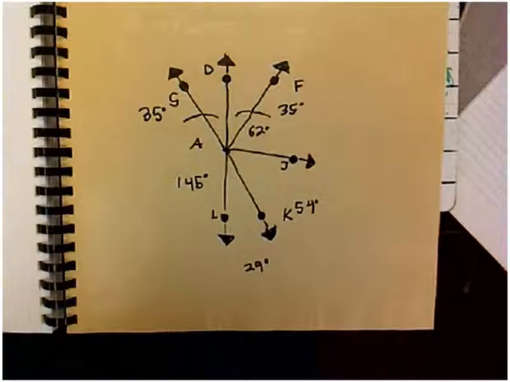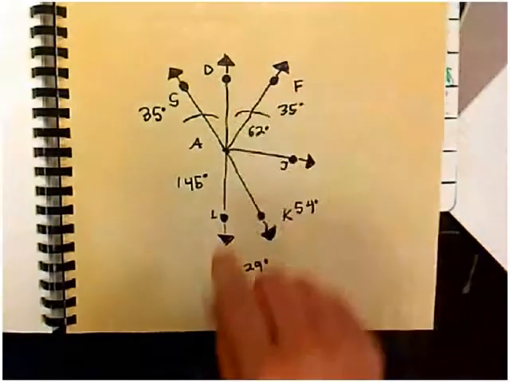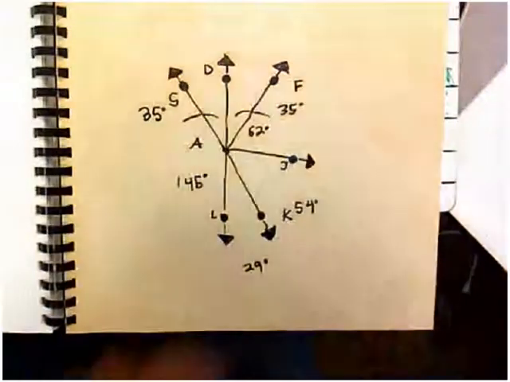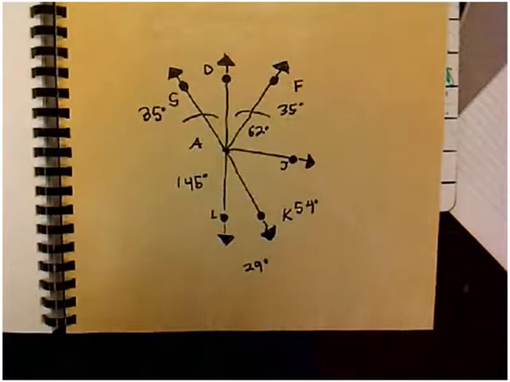Oh, this one. Okay. Oh, here it is. F, A, D. FAD is 35 degrees. So the angle FAD, and then what's the other angle that you want? L, A, S. LAS. So that's how you'd name it.